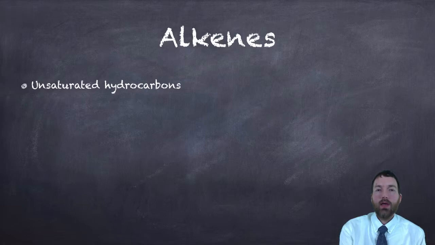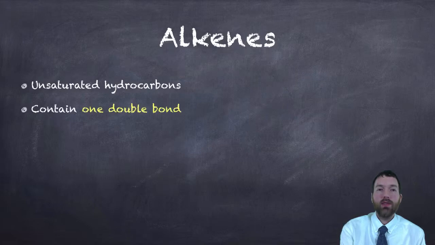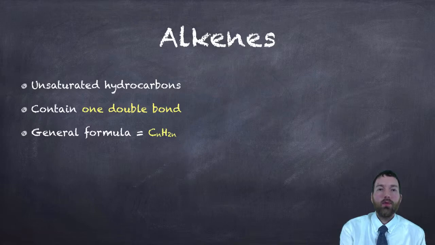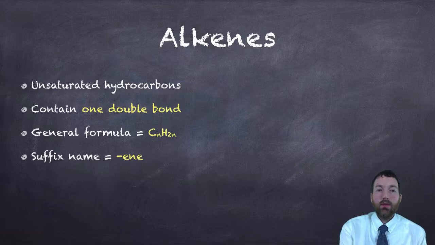An unsaturated hydrocarbon is a compound that has something other than just single bonds. So alkenes specifically contain one double bond only. Their general formula is CnH2n. So if you know the number of carbon atoms, all you have to do is double it, and that will tell you the number of hydrogen atoms. Their suffix name is "ene" for alkene.